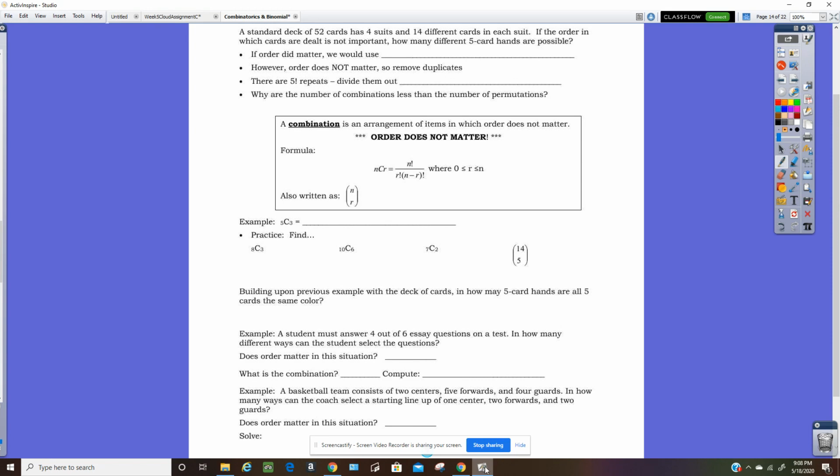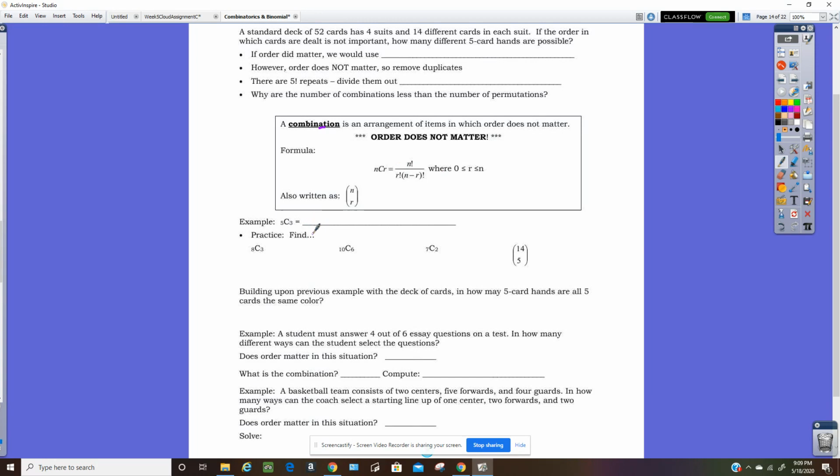So this is going to be a video on combinations. A combination is an arrangement of items in which the order does not matter. The formula is right here.